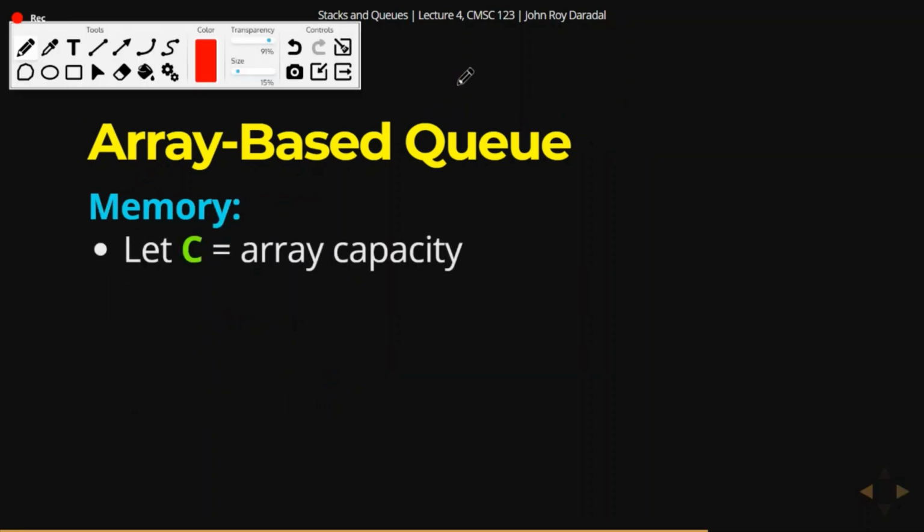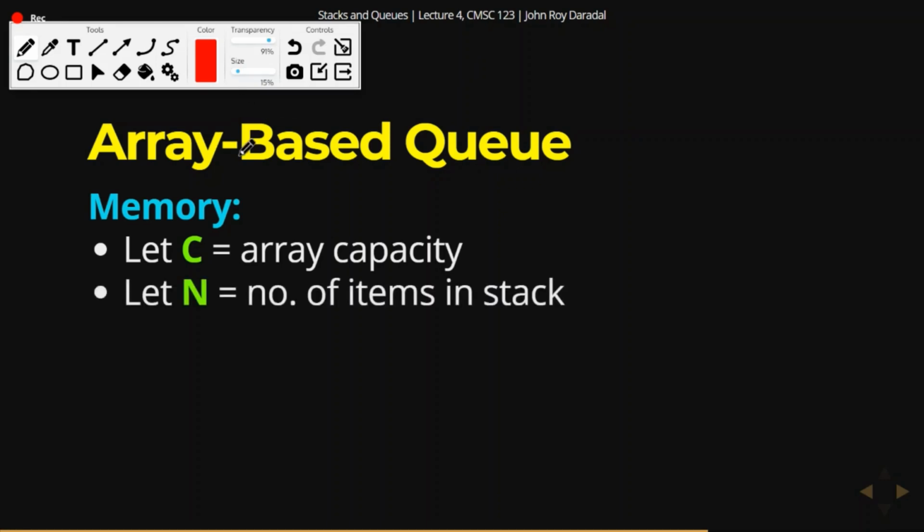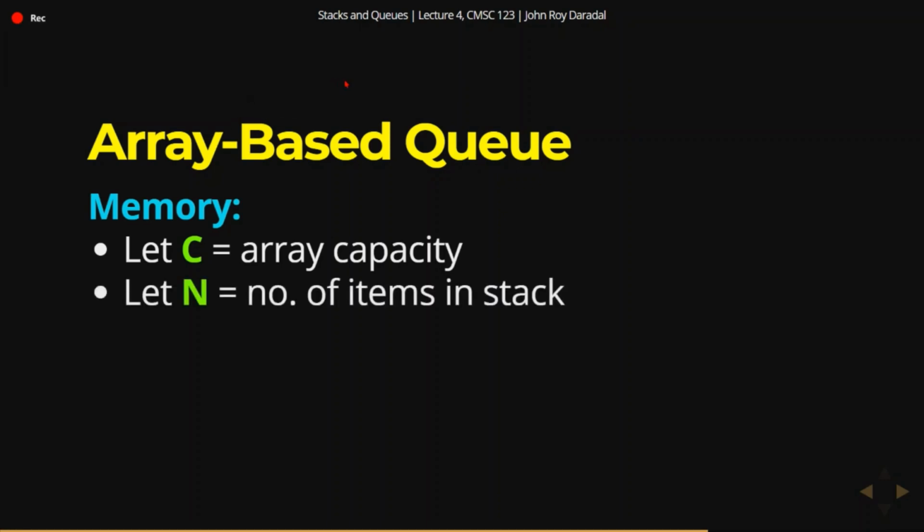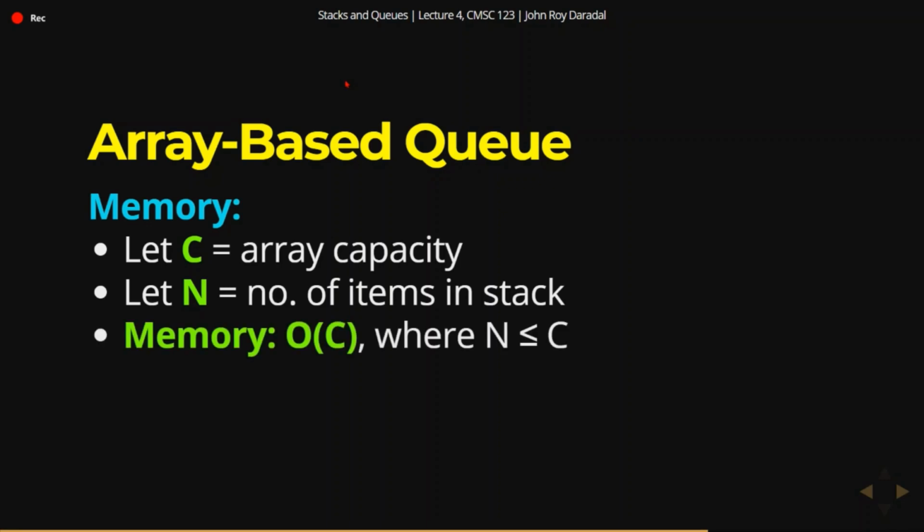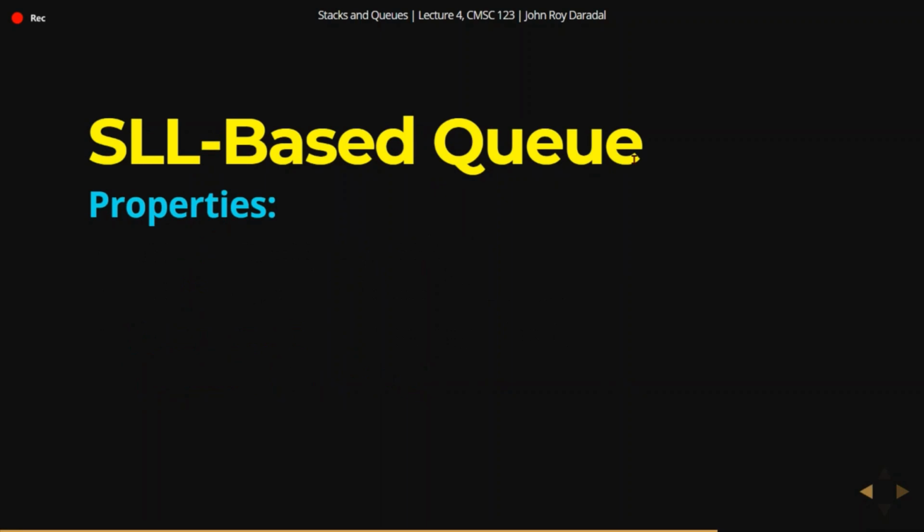For memory, since it's an array-based queue, it has the same problem. If C is the array capacity and n is the number of items in the queue, our memory will always be O of C, which is based on capacity, and n could be less than or equal to C. And again, this is wasteful, especially if the number of items is way less than the array capacity. So similar issues with the array-based stack. Okay, so that is array-based queue.